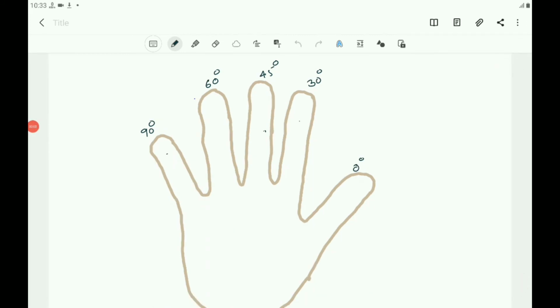Now about the cos 0, cos 30, cos 45, cos 60, cos 90 degrees. Now let us take the first one, cos 0 degree. For cos we have to count from this direction. So 1, 2, 3, 4. 4 fingers are there. So you write root 4 by 2. Root 4 by 2 equals 2 by 2, you will get 1. So cos 0 equals 1.